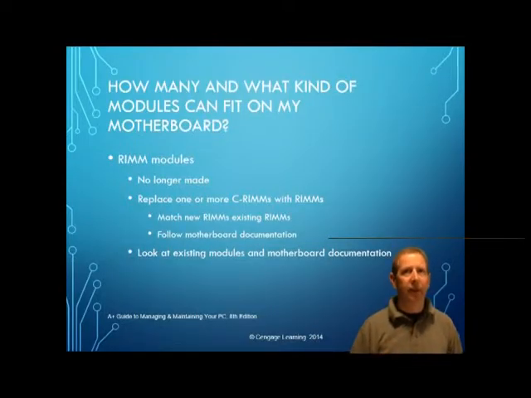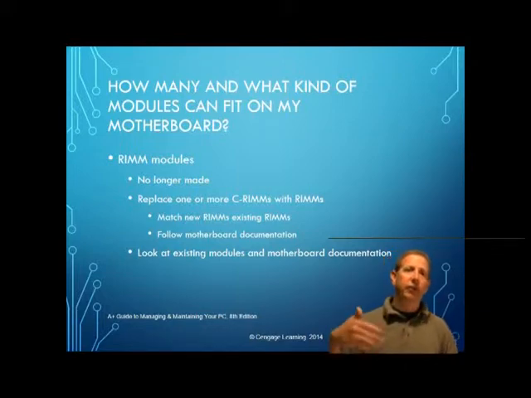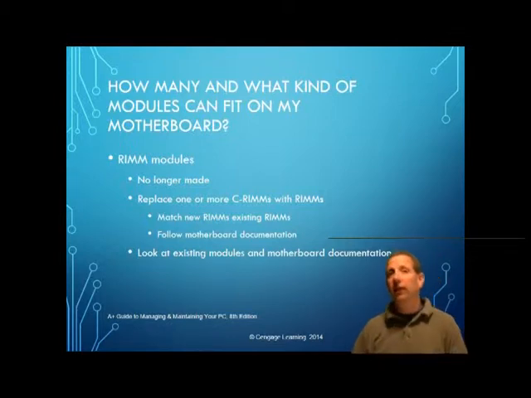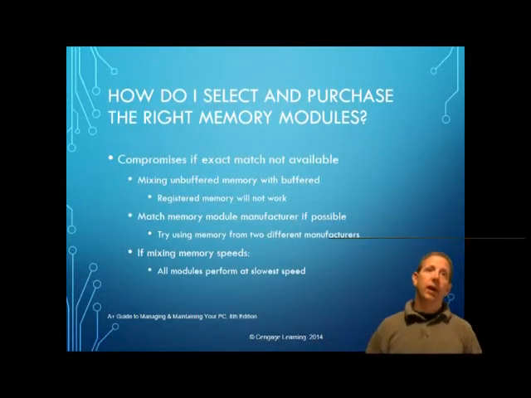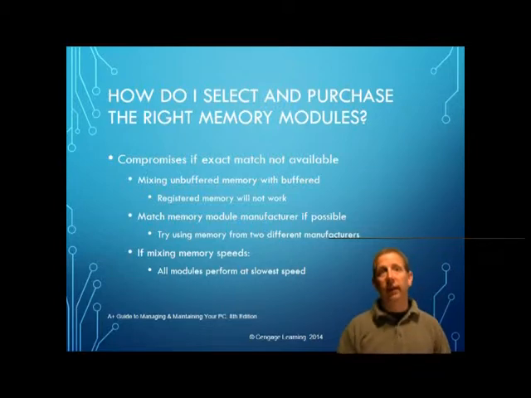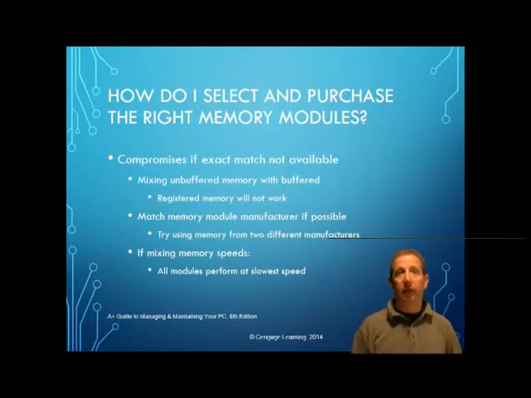That's not enough information to go find a RIM for sale that matches this one. Because if you recall, all RIM sockets must be filled with either RIMs or CRIMs, the continuity RIM. When you upgrade, you replace one or more CRIMs with RIMs. And as you can see with the motherboard documentation, it is essential when selecting memory. Now, if you can find the motherboard manual, look on the motherboard manufacturer's website.